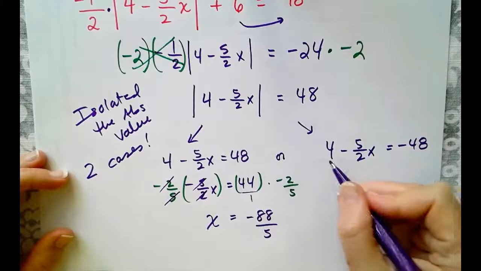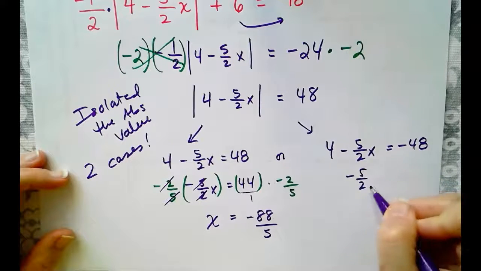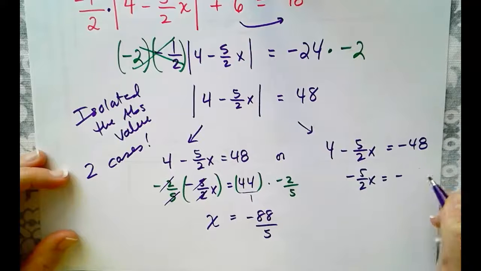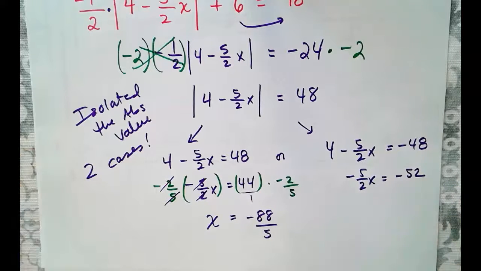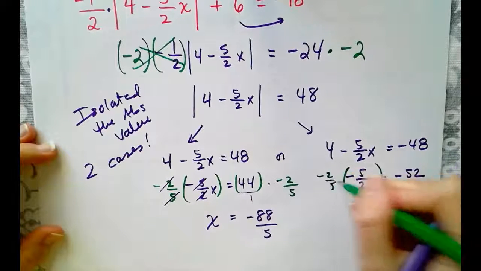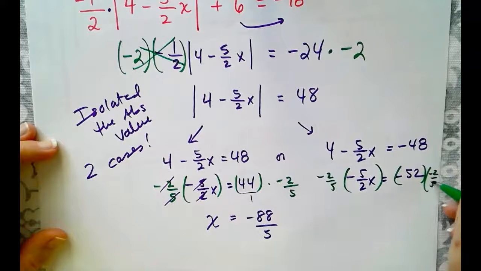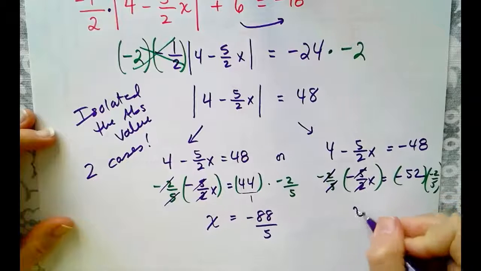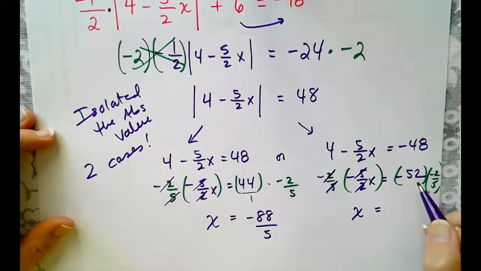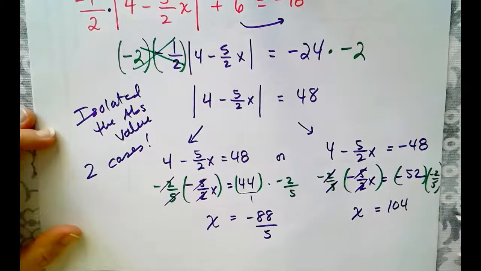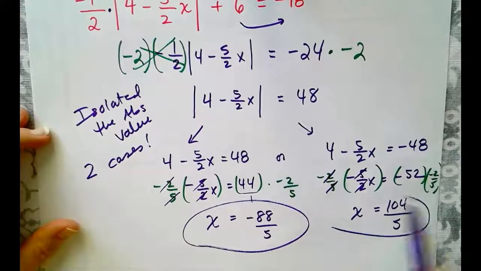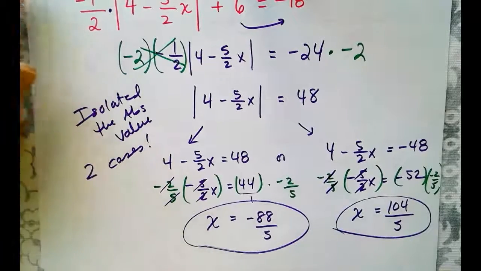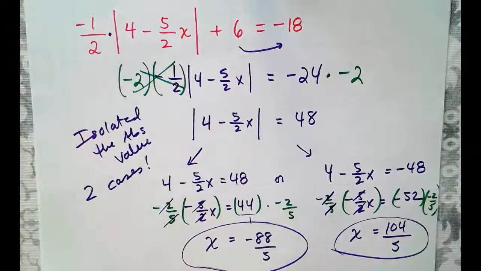On the other side, minus 4, negative 5 halves x equals negative 52. Use that reciprocal again, negative 2/5. So all of these cancel, giving us x. And then on the right, negative 52 times negative 2 is positive 104 over 5. So these are our two solutions, and both of them will make the original equation true.